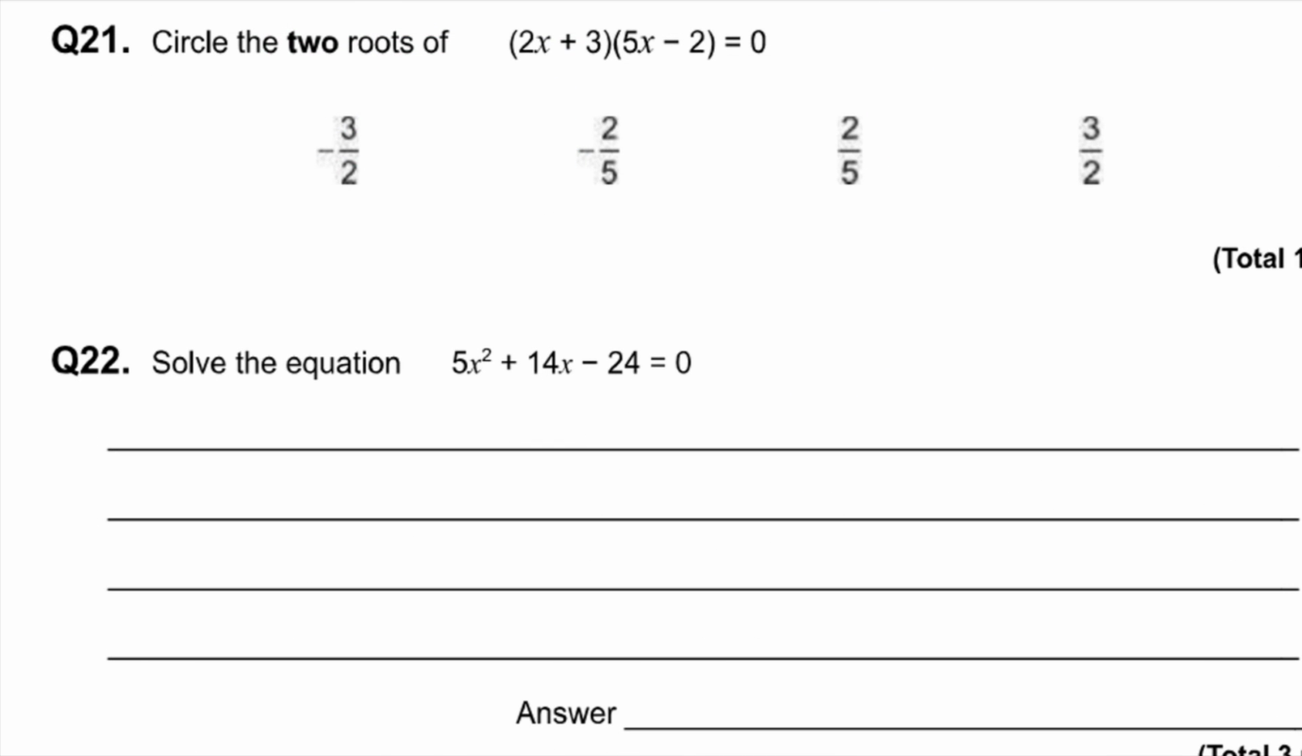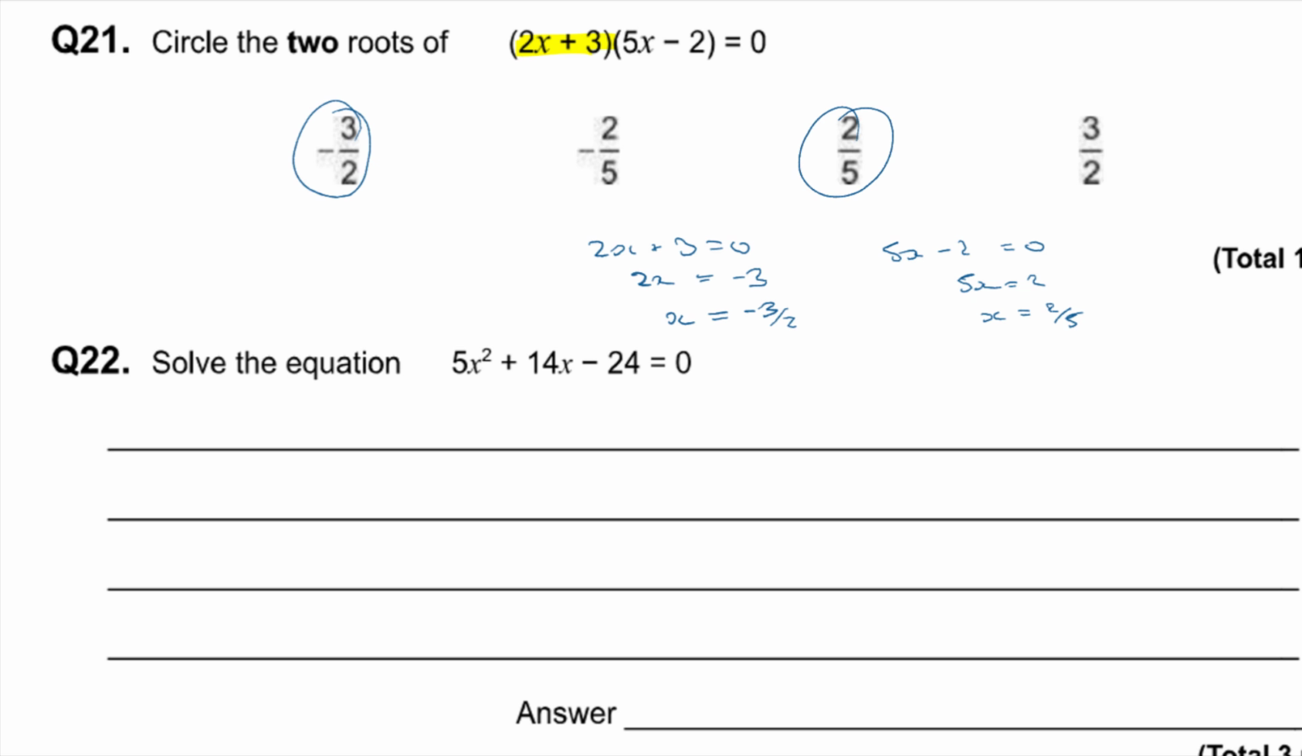Question 21, circle the two roots of (2x plus 3)(5x minus 2) is equal to 0. Again, let's look at this one here. If 2x plus 3 is equal to 0, then 2x must be equal to minus 3, so x must be minus 3 over 2. So that's one of them. I need to find the other one. If 5x minus 2 is equal to 0, that means 5x is equal to 2, x is equal to 2 fifths then, so it's that one there. So it's those two.